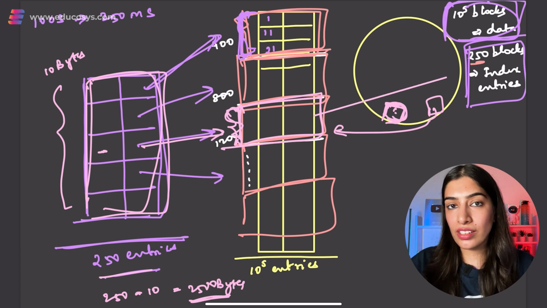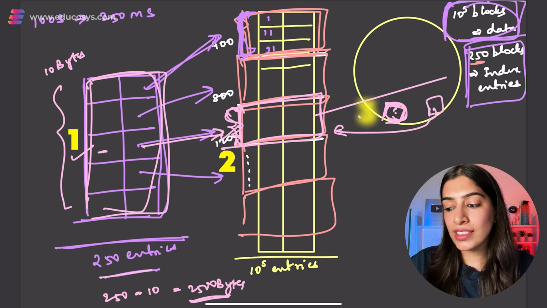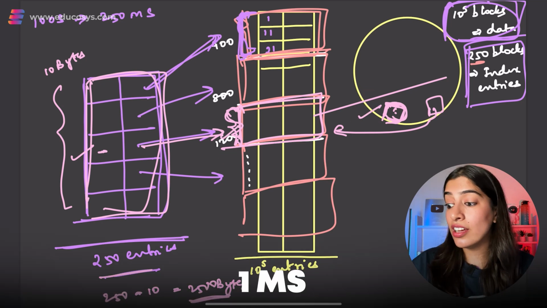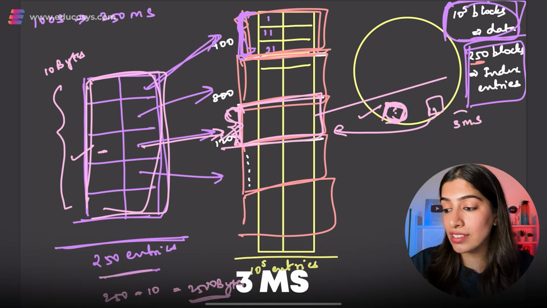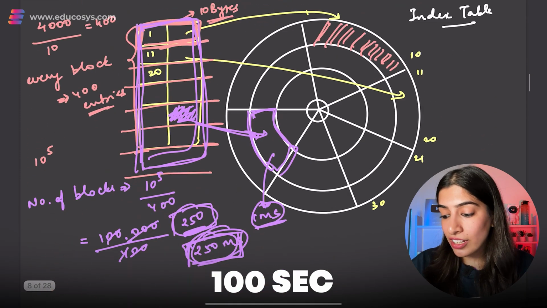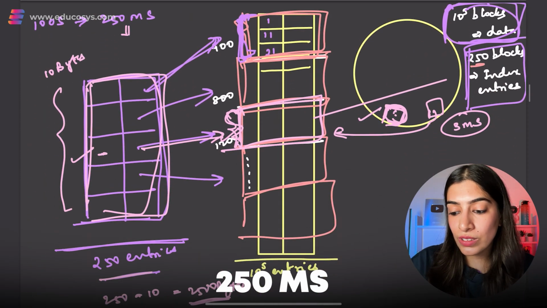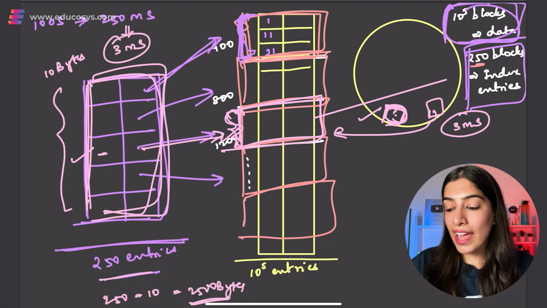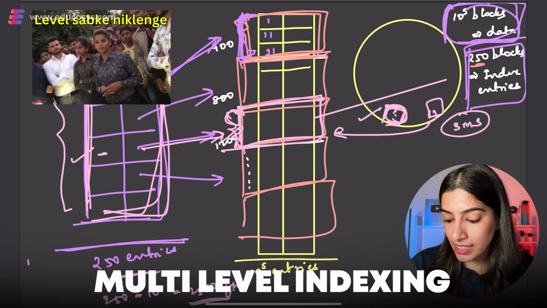So how many IO operations are we doing with the disk? 1, 2 and 3. So 3 IO operations, each taking 1 millisecond. So now we have optimized to what? 3 milliseconds. So we went from 100 seconds to 250 milliseconds and now to 3 milliseconds by just adding one more table. And this, my friend, is called multi-level indexing.